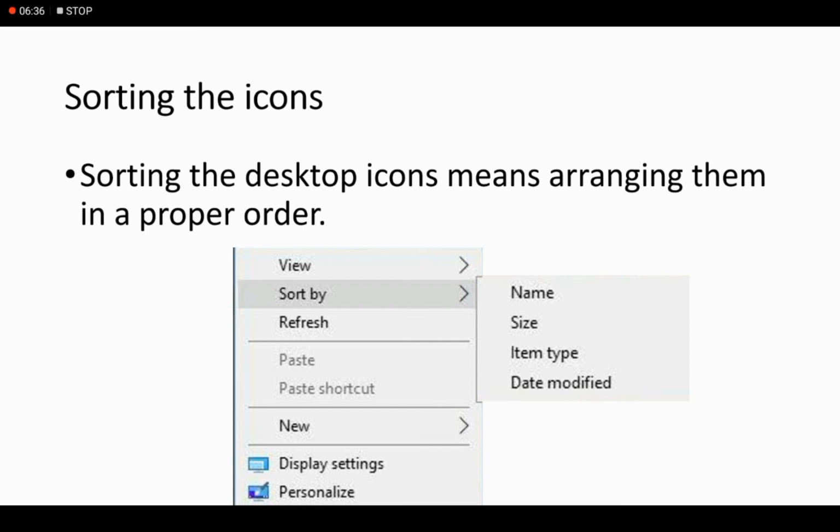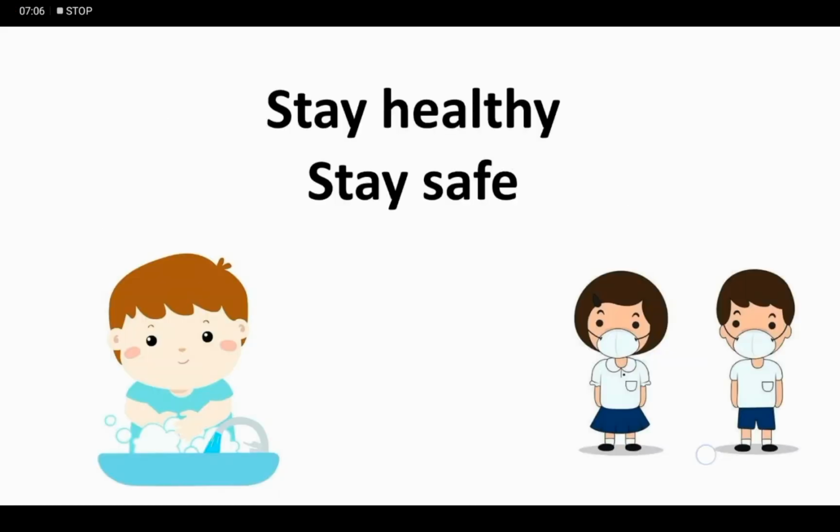If I click on the date modified option, it will show all the apps according to their dates. The older icon, the newer icon, it will show all the files according to their dates in a proper sequence. So these are some useful features of Windows. I hope it's clear now.